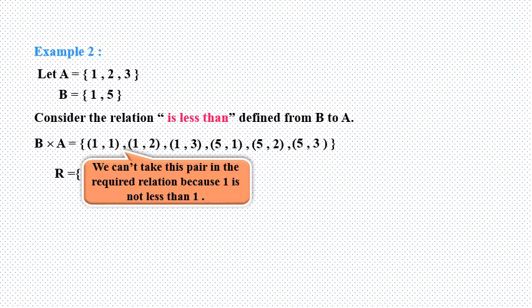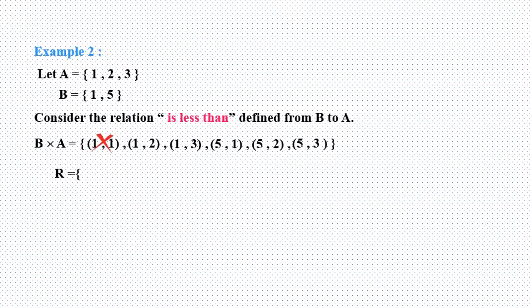See here. We cannot take again 1, because 1 cannot be less than 1. Then 1 is less than 2, correct. 1 is less than 3, correct. It cannot be because 5 is not less than 1. 5 cannot be less than 2. 5 cannot be less than 3. Only 2 elements belong to this.